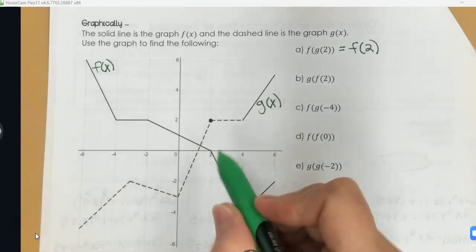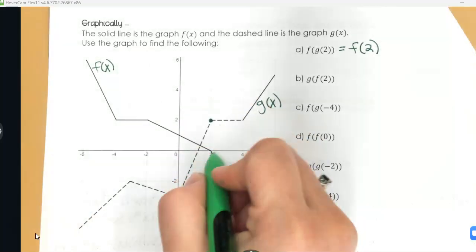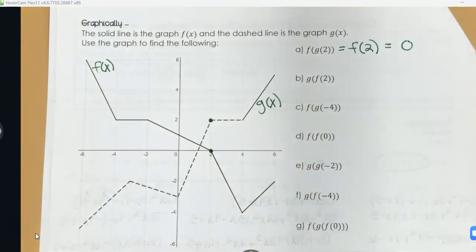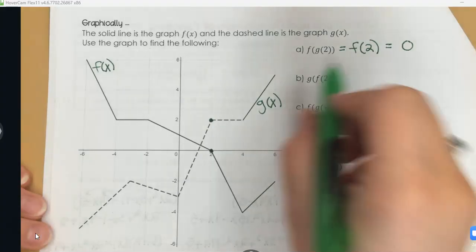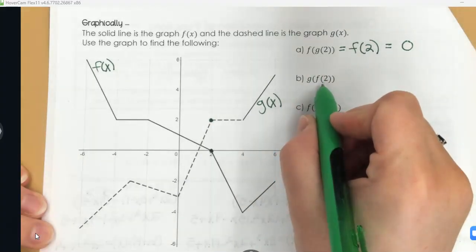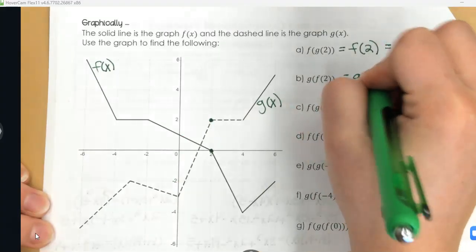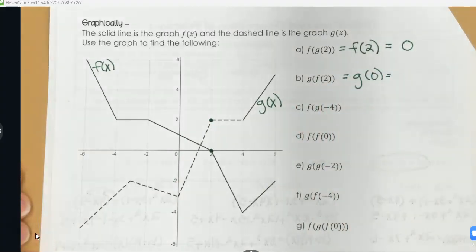So I'm going to go back to where x is 2, but I'm going to look at my solid line this time, and that y value is 0. So my final answer is 0. On to the next one, starting with the inside, f of 2. Well, we just learned that that is 0. So now what I want is g of 0.